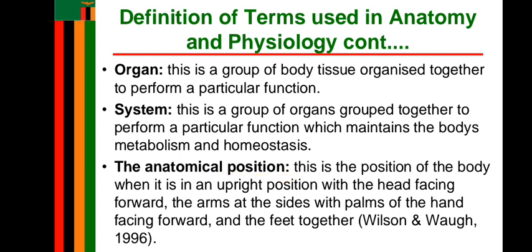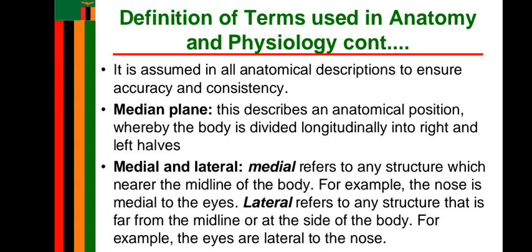Anatomical position is the position of the body when it is in an upright position. When the body is in an upright position, you realize that the head will be facing forward, the arms at the sides with the palms and the hands facing forward. Then the feet are together. All right, so that's the anatomical position.